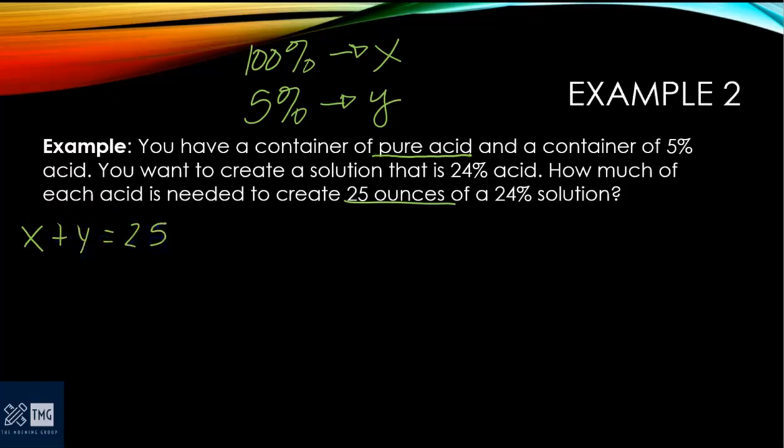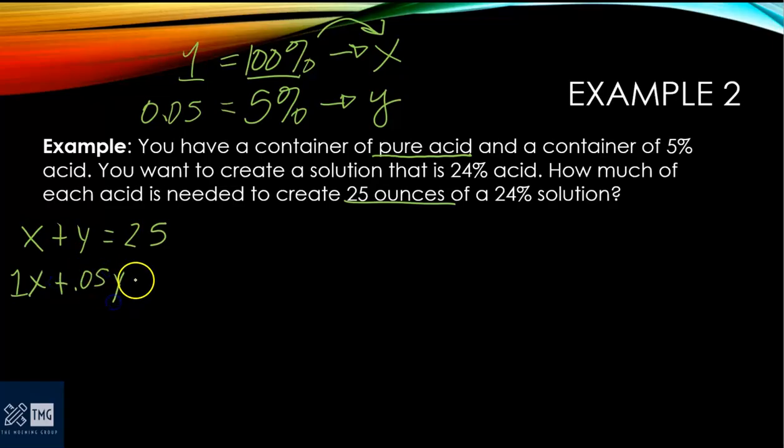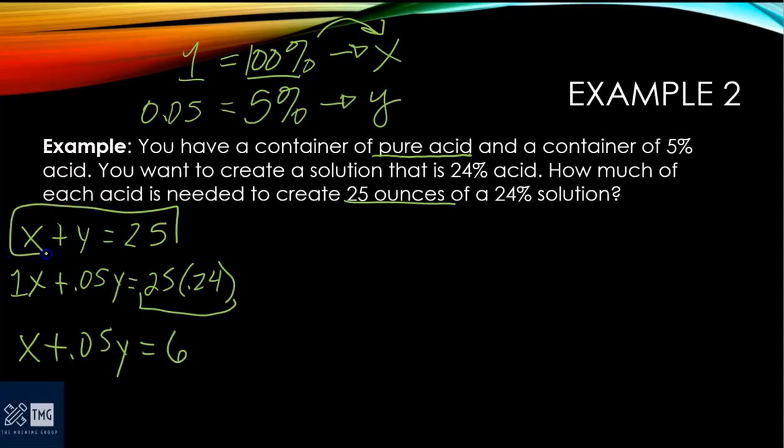And we have percentages. So if I go to my x, if you think about that last one, we took the percentage times the number of ounces. Well, 100% as a decimal is just 1. 5% is 0.05. So when I write this, I'm going to have 1x plus 0.05y equals 25 times 0.24. Okay, great. Well, what is 25 times 0.24? So I'm going to have x plus 0.05y equals 6. All right, so here are my two equations.